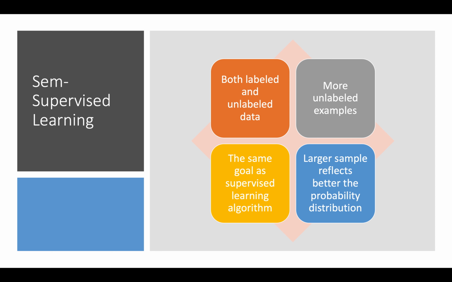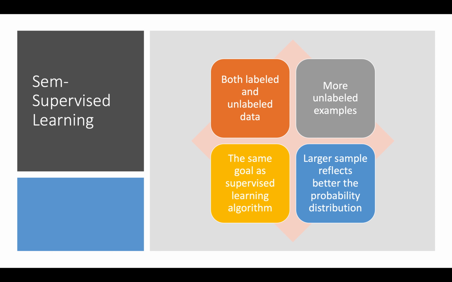In semi-supervised learning, the dataset contains both labeled and unlabeled examples. And usually the quantity of unlabeled examples, as you have already seen in the previous example, is much higher than the number of the labeled examples. And the goal of a semi-supervised learning algorithm is the same as the goal of the supervised learning algorithm. The hope here is that using many unlabeled examples can help the learning algorithm to find a better model.